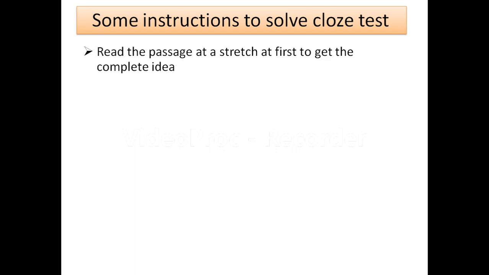Let us see the next slide, tips to solve the cloze test. First tip, read the passage at one go, at a stretch, at first to get the complete idea. Read the passage thoroughly and slowly. Don't stop at each blank and try to answer the blank. Try to choose the word because in a passage all the sentences are linked. Don't read the sentences separately. After reading the whole passage, you will get an idea.